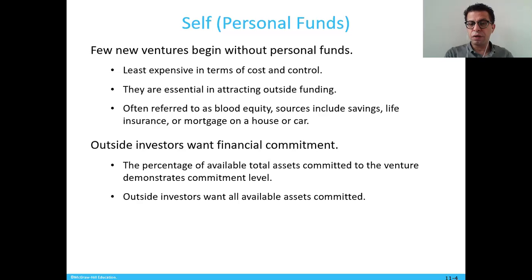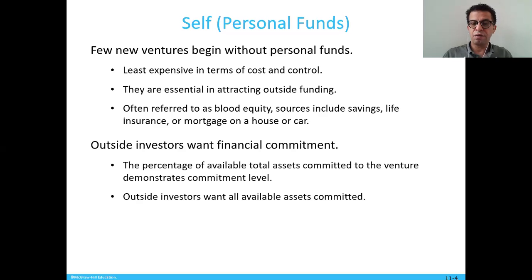If you are getting it from outside, or from your own funds, or from your family, they are totally different in control over them. Often referred to as blood equity, which is the money that you saved. Sources include your savings, life insurance, mortgage, selling your house, selling your car, or something like that.